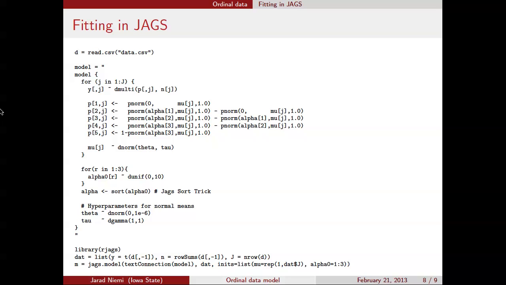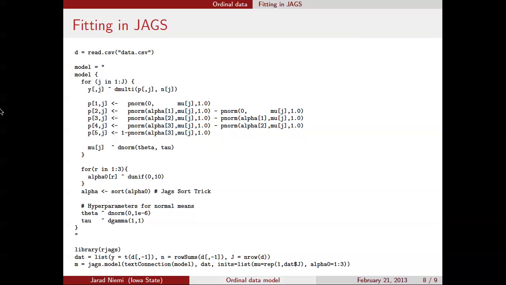All right, so then now we have our prior over the mu j's. They're normal with some overall mean, and some precision. Tau is now the precision.